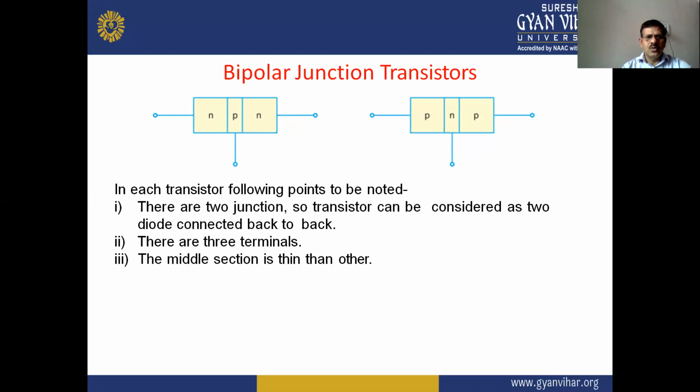First, there are two junctions, so basically the BJT is a two-junction device. A transistor can be considered as two diodes connected back to back. Next, there are three terminals: emitter, base, and collector. In this BJT, the middle section is thinner than the others. The middle section is the base region, and the base region is thin compared to the emitter region or collector region.